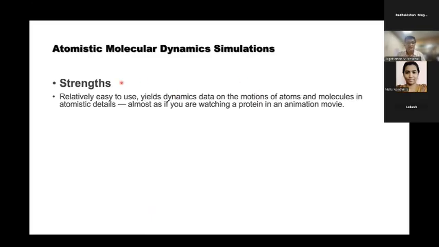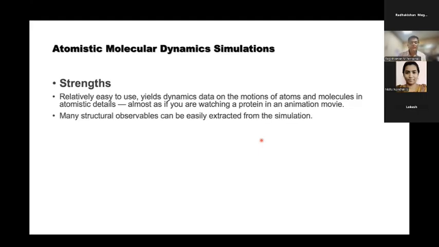So what is the advantage of this? It's very easy to use. You get dynamics data of the atoms and molecules. It's almost like creating a movie of a protein. So you can have setups like protein in vacuum, protein in water, protein in benzene, or a different solvent, and you can see how the protein behaves. Many structural features can be extracted in an MD simulation. And the more parameters and constraints there are, the more realistic a simulation you can get.